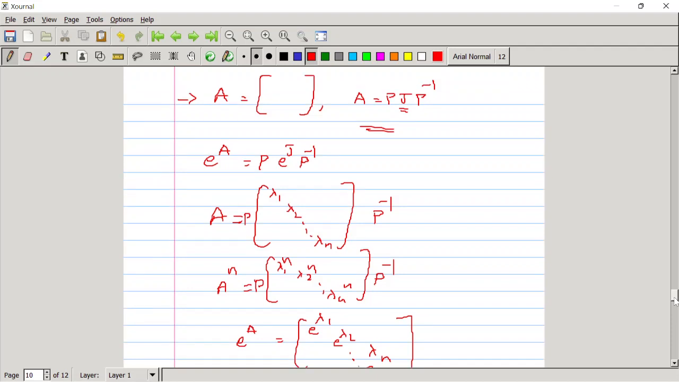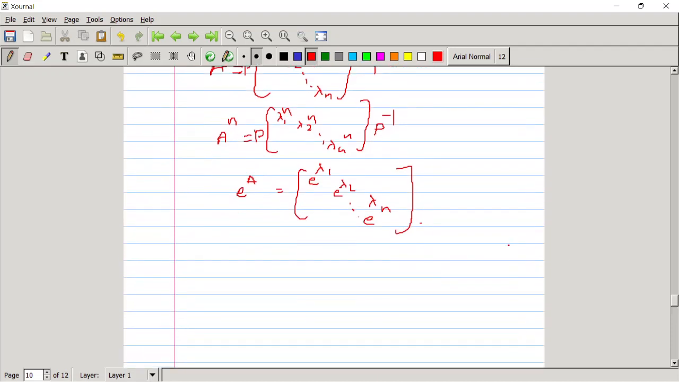Sir, I have a doubt. Yes, please. Sir, you write this matrix. First row: 2, 1, 0, 0. Second row: 0, 2, 1, 0. Third row: 0, 0, 2, 0. Fourth row: 0, 0, 0, 3.